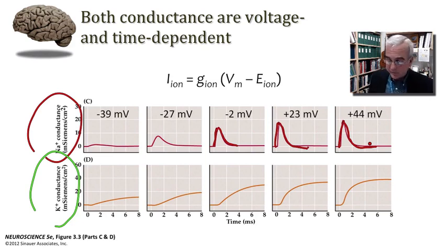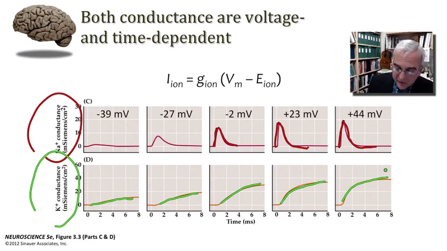Actually, the same conclusions can be made with respect to the potassium conductance, but in a different way. What we see is with increasing depolarization, there is a growth to this potassium conductance. So like the sodium conductance, there's evidence for voltage dependency. But notice the growth is gradual, and the onset of this conductance is relatively slow compared to the onset of the sodium conductance. So there's an element of time dependency that we see for the potassium conductance.